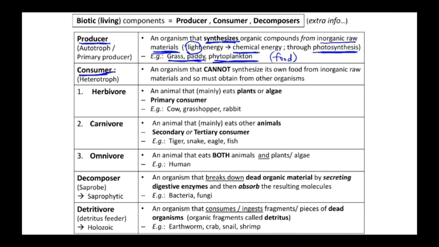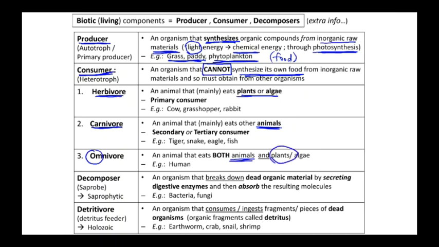Whereas consumer, from the name you can tell, they consume. It means they need to eat. That's why it refers to the organisms that cannot synthesize their own food. For example, we have herbivore, which only feeds on plants or algae, vegetarian. We have carnivore, which only feeds on meat. They eat other animals. And omnivore is both. It eats both animals and plants.